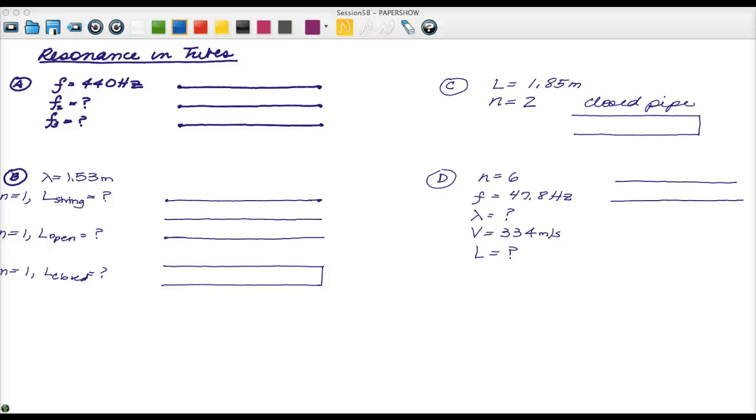Let's do some simple resonance problems for open and closed pipes, and also we'll review some strings. A piano tunes up for a big concert by playing an A, which is 440 hertz. Find the first and second overtones of this note.